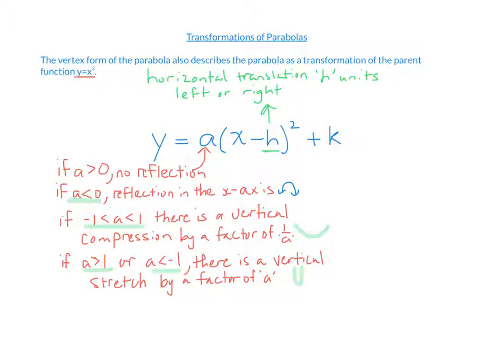All right, and then this k value here, that is the y-coordinate of the vertex. That really lifts that graph up or shifts it down, however many units k is. So that's what we call a vertical, so vertical goes up and down. That's a vertical translation.